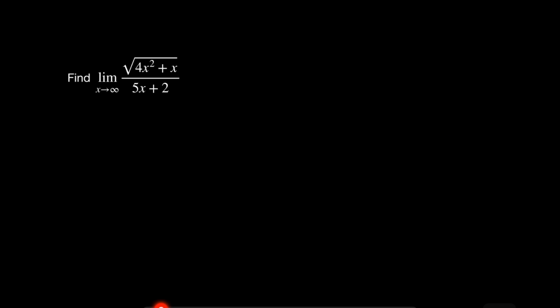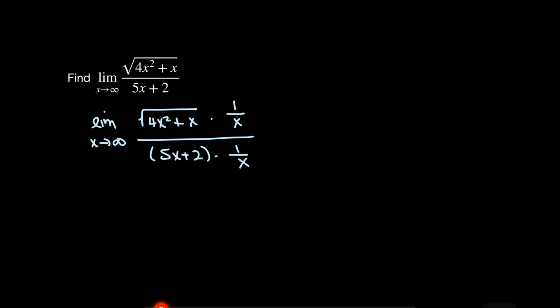Let's find the limit as x goes to infinity of the square root of 4x squared plus x, divided by 5x plus 2. Once again, if I try plugging that infinity in, I'm going to get infinity on the top, infinity on the bottom. So I'm going to try using the same approach for this problem. I want to divide by that largest power of x in the denominator. I have a 5x in the denominator, so I want to divide everything by x, which is equivalent to multiplying by 1 over x. So I want to multiply the top and bottom by 1 over x.